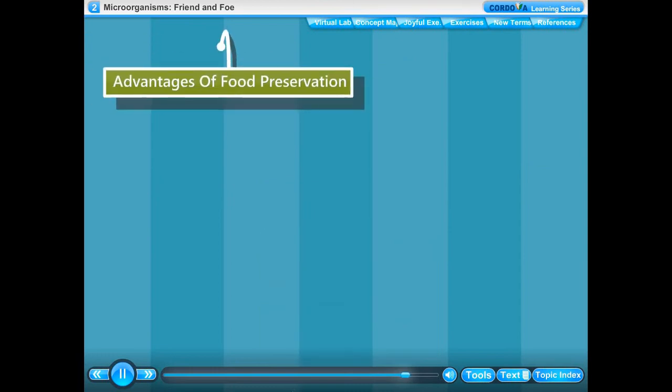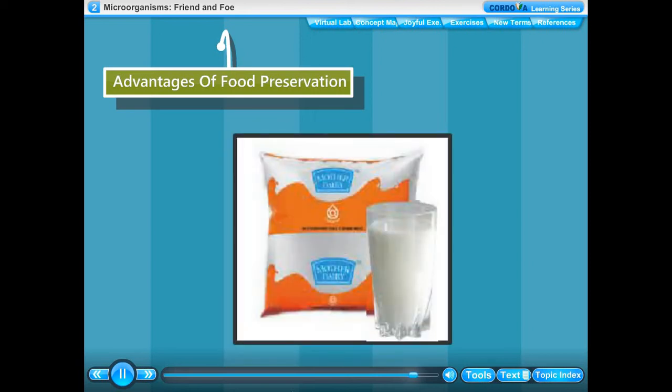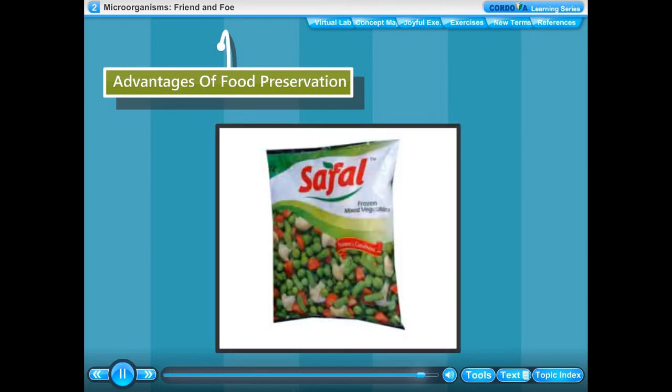Advantages of food preservation. It decreases the food wastage by avoiding spoilage. It increases the storage period of food materials. Nutritional value of the food is retained for a longer period. It ensures food availability in distant places and during off-season. Frozen food items such as green peas, vegetables, and off-season fruits and vegetables are available in the market throughout the year all over the country.